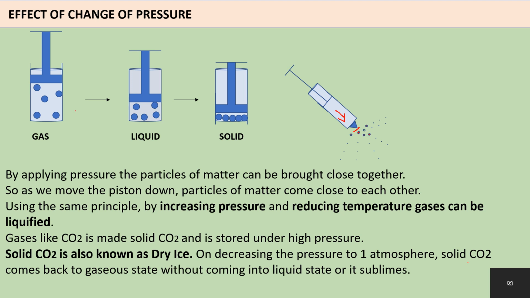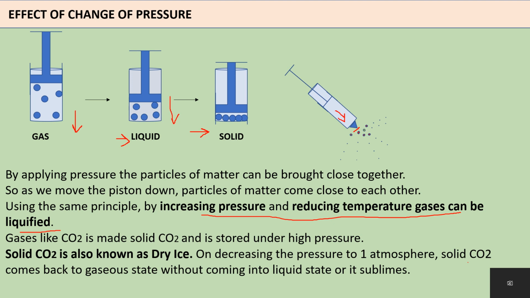When the piston is pushed downwards, the gas particles come close to each other. As there is no space for them to escape, the gas particles, on coming closer, become liquid. If the piston is further pushed down, the pressure will increase more and the liquid state is converted to solid state. Using the same principle, by increasing pressure and reducing temperature, gases can be liquefied, or they can be converted to liquid state.